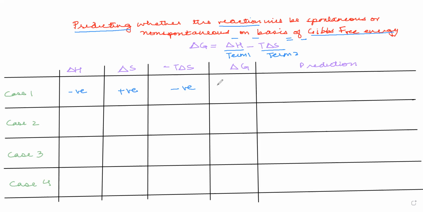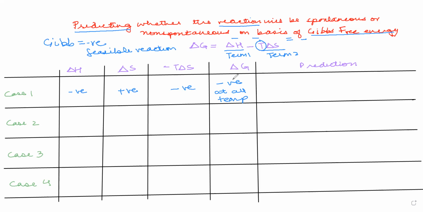Right, so Gibbs will basically be a negative value at all temperatures, whether it is a low temperature or a high temperature, so temperature has no role to play here. So at all the temperatures this is going to be a negative value, and we already know that if the Gibbs value is negative, then the reaction is considered to be a feasible reaction.